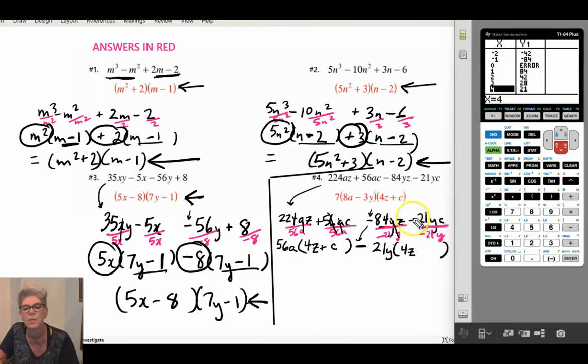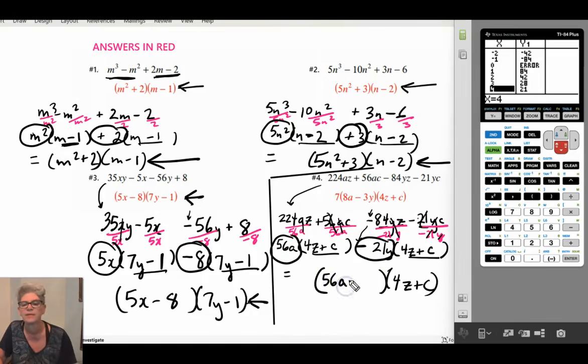Then with the next term, the negative signs cancel, and 21 and 21 cancel, and the y's cancel, and so I'm going to be left with a plus c. And that's nice because I have a 4z plus c in common. And then what's left over? Well, what's left over are going to be these terms that are on the outside, and they're going to go in that second set of parentheses.